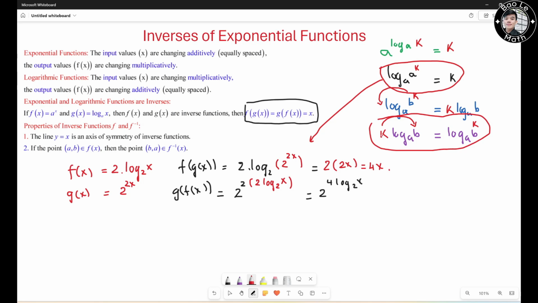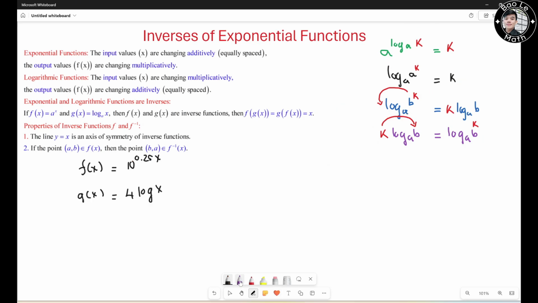Alright, I can print k back over here. So I have 2 to the power of log base 2 of s, and then the power of 4 right here. Then I'm going to apply the first formula right here, and the answer must be s to the power of 4. Now we look at this one right here. This is 4s and this is s to the power of 4. They are not the same, and they are not equal to s. So the functions f of s and g of s are not inverses of each other.